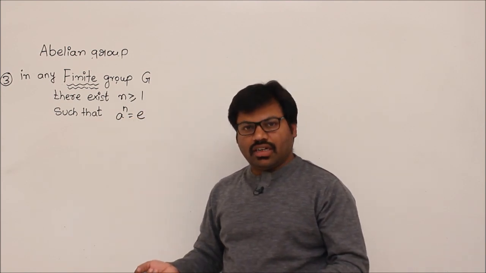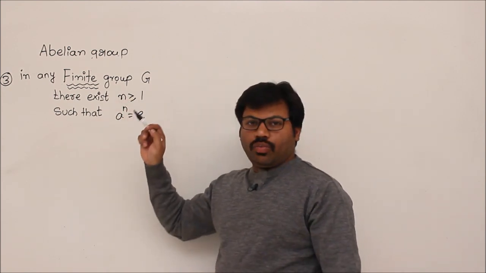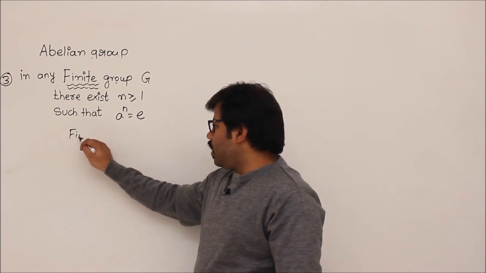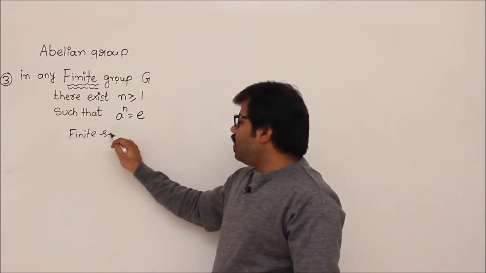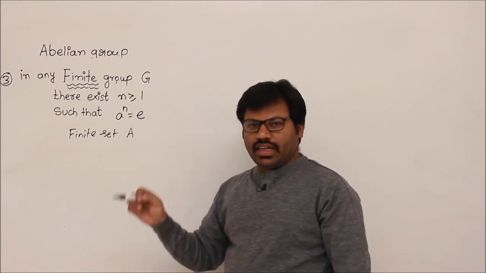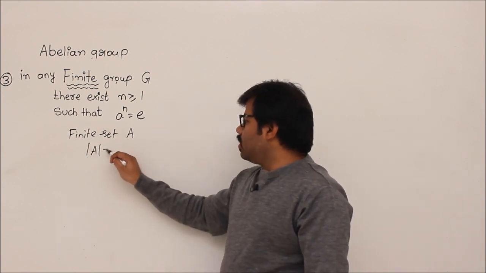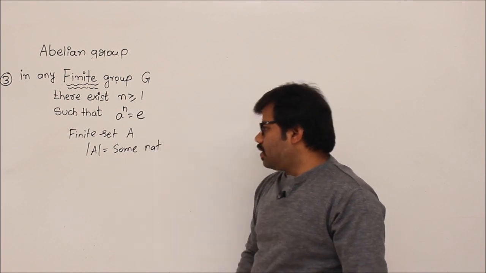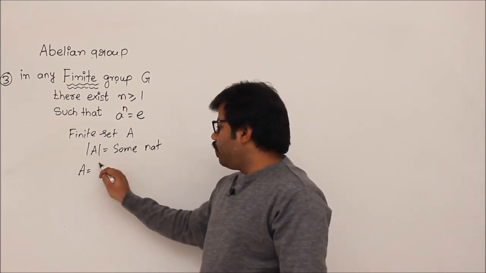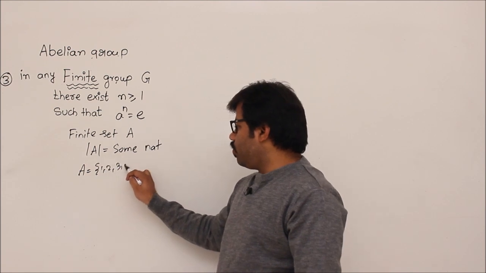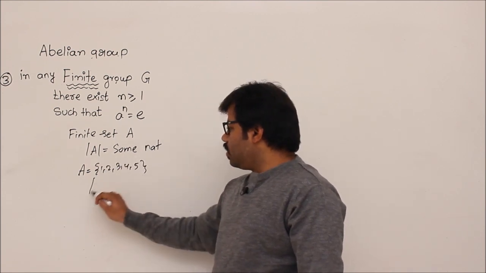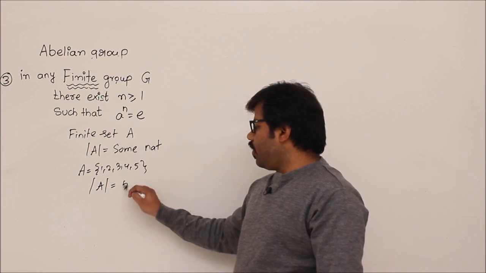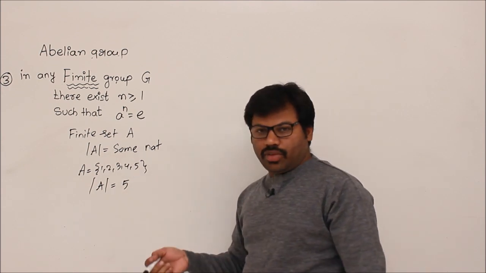Why does it happen like that? We will see. First of all, finite group. So to understand finite group, you should understand finite set. A finite set is a set whose cardinality, otherwise whose size, is some natural number, remember, okay, some natural number. Example, you have the set 1, 2, 3, 4, 5. This is a finite set. Why? What is the size of A? Which is 5, which is some natural number, correct?